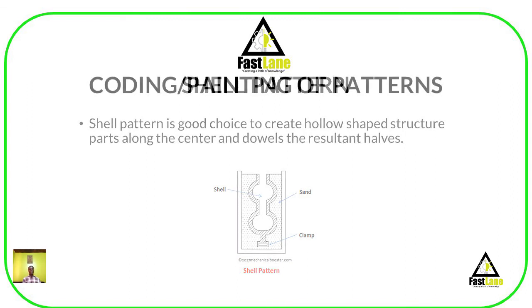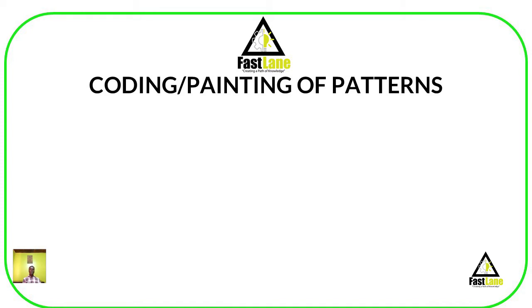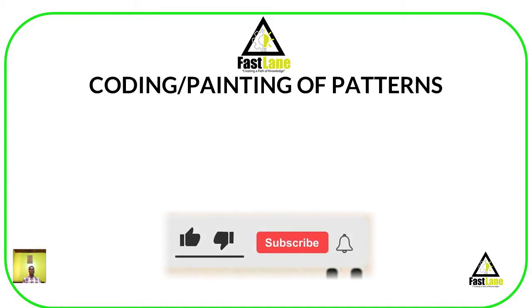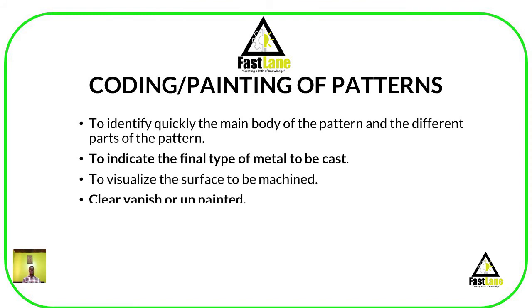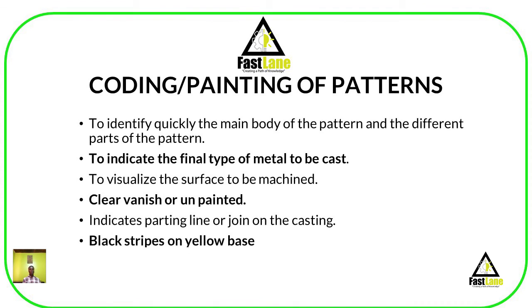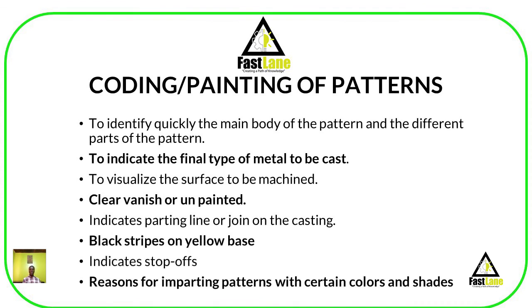Then we shall talk about coding and painting of patterns. Why do we paint patterns? There are reasons why we carry out coding of patterns. One of the reasons is to identify quickly the main body of the pattern and the different parts of the pattern. That is the first reason. Then the second reason, to indicate the final type of metal to be cast. Then also to visualize the surface to be machined. Those are some of the reasons why we carry out coding or painting of patterns.